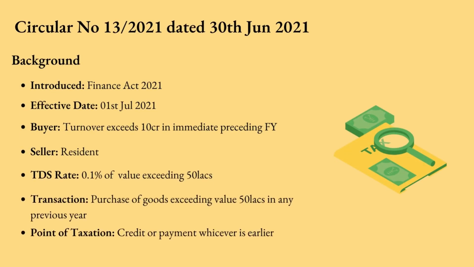Finance Act 2021 inserted a new Section 194Q in the Income Tax Act 1961, which is effective from 1st of July 2021. This section is applicable to a buyer who purchases goods of a value or aggregate of value exceeding 50 lakh rupees in any previous year.